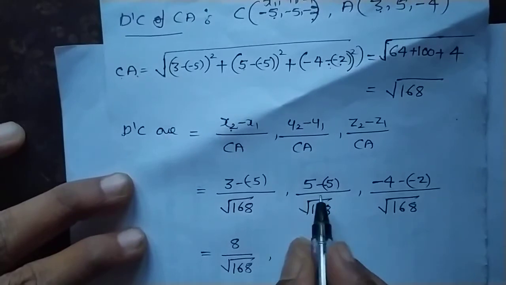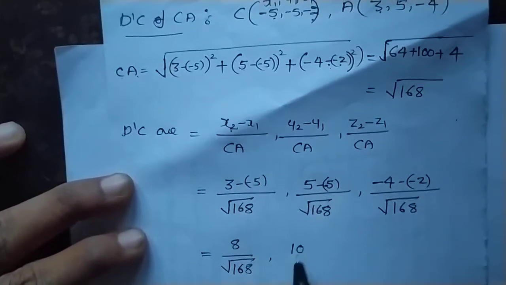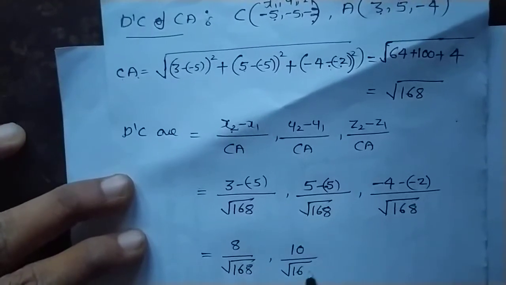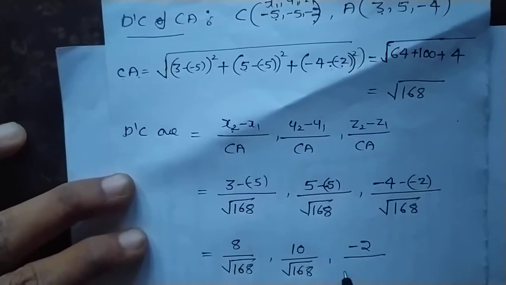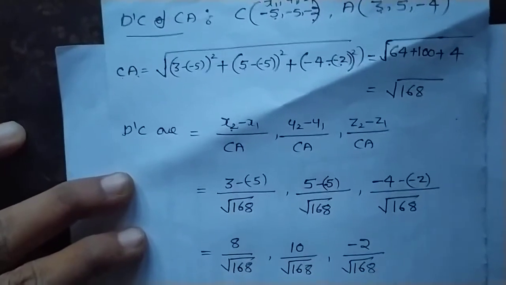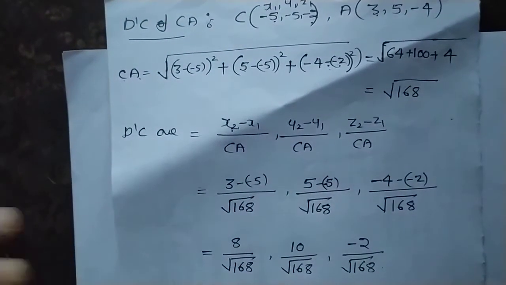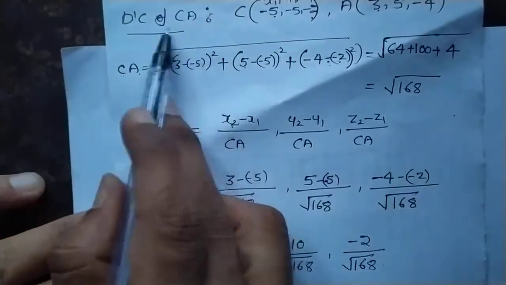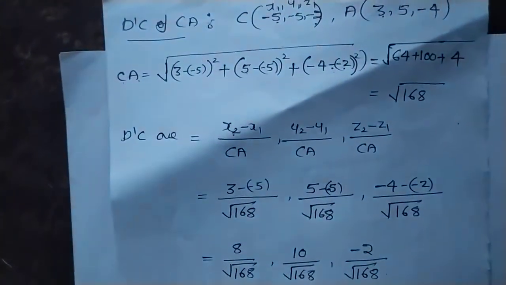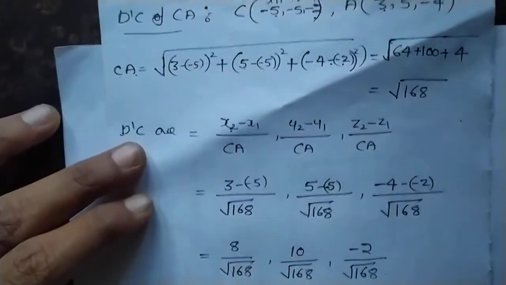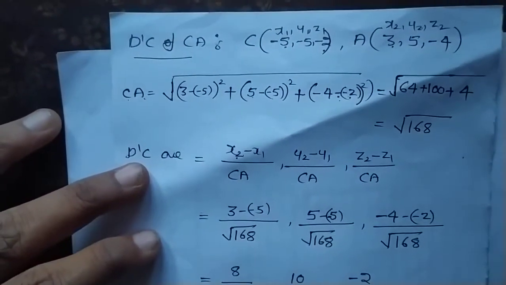Next, 5 minus of minus 5 is 10, divided by square root of 168. Next, minus 4 minus of minus 2 is minus 2, divided by square root of 168. Understand? Hence it is the direction cosines of CA, right?